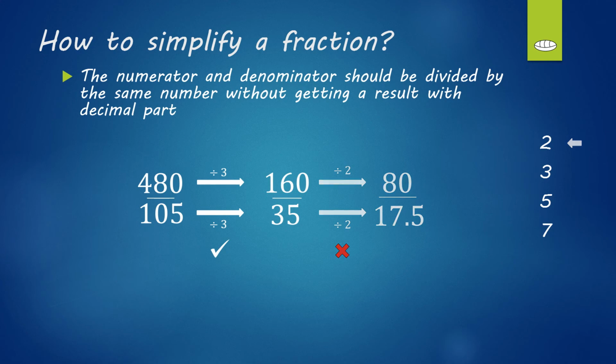We move to number 3, and get a wrong fraction. Now, it is time to use number 5, divide numerator and denominator by 5, and get a new valid fraction that is the simplest form.